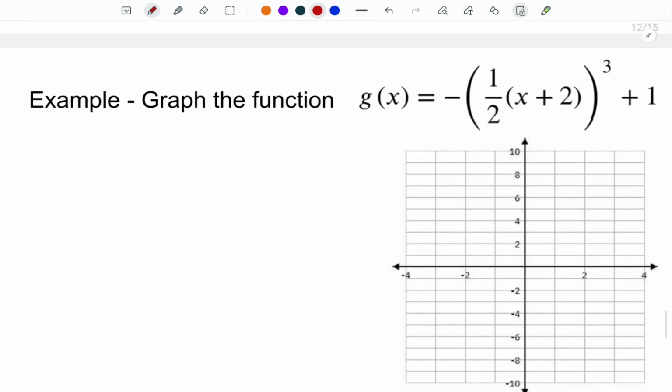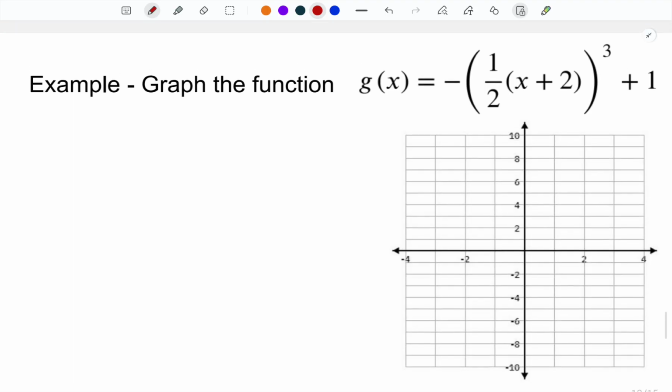So let's go through a single example here. We have negative 1/2 (x plus 2) cubed plus 1. I'm going to do this one with tables of values, x and y here. It's a cubic, so that's what we're doing. We're identifying what the function is.